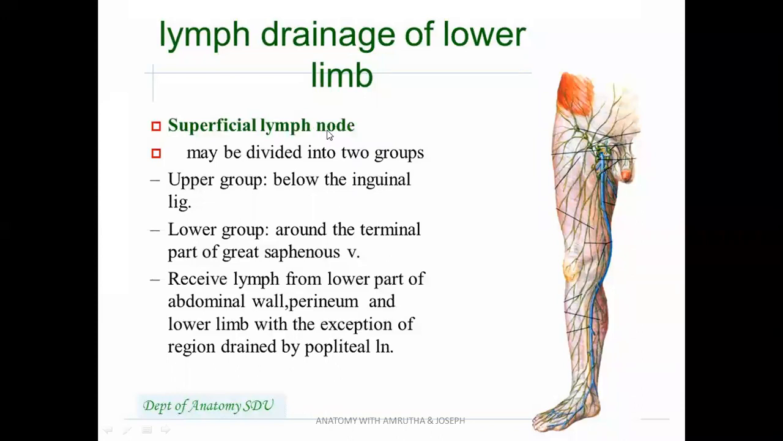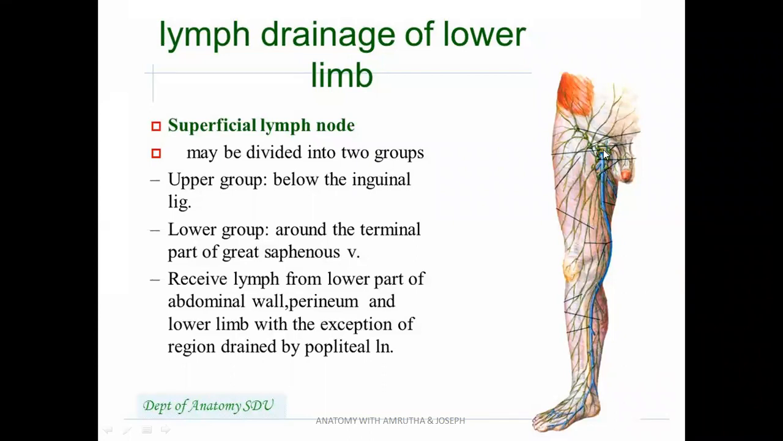The superficial group in the lower limb can be divided into two groups: upper group and lower group. Upper group are seen below the inguinal ligament. Inguinal ligament is a ligament that is connecting the anterior superior iliac spine to the pubic tubercle. So below the inguinal ligament, upper group can be seen.